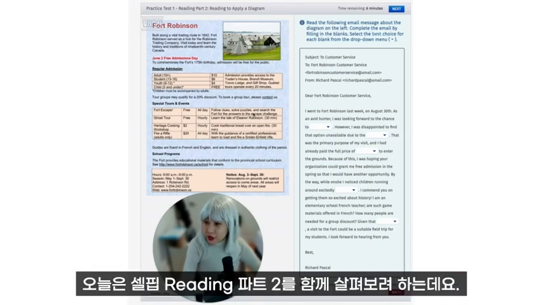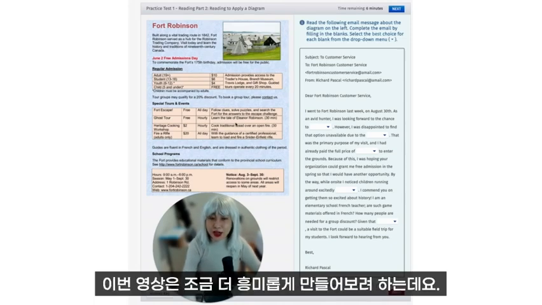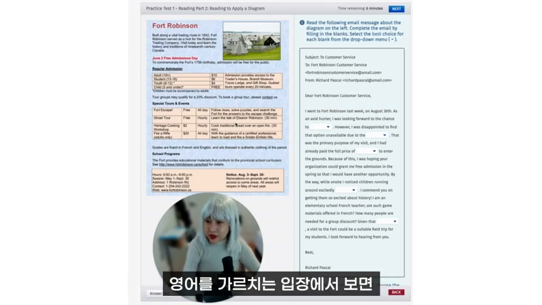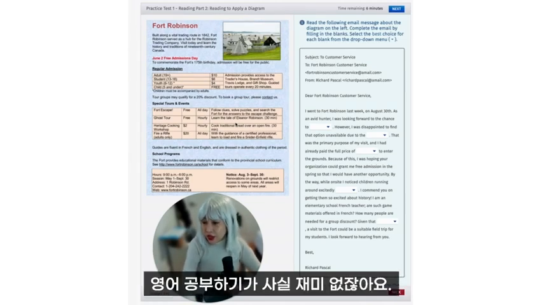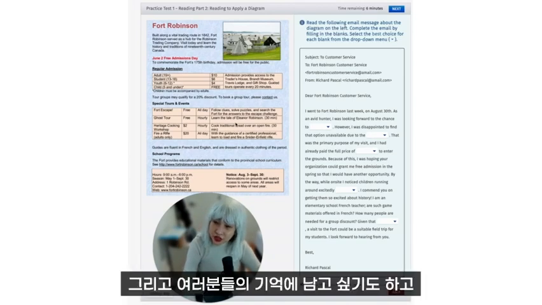Today I'm going to go through the CELPIP test part 2, reading part 2. And I just want to make it a little more spicy. As long as I'm teaching English, learning English is not fun, and also I want to be memorable.